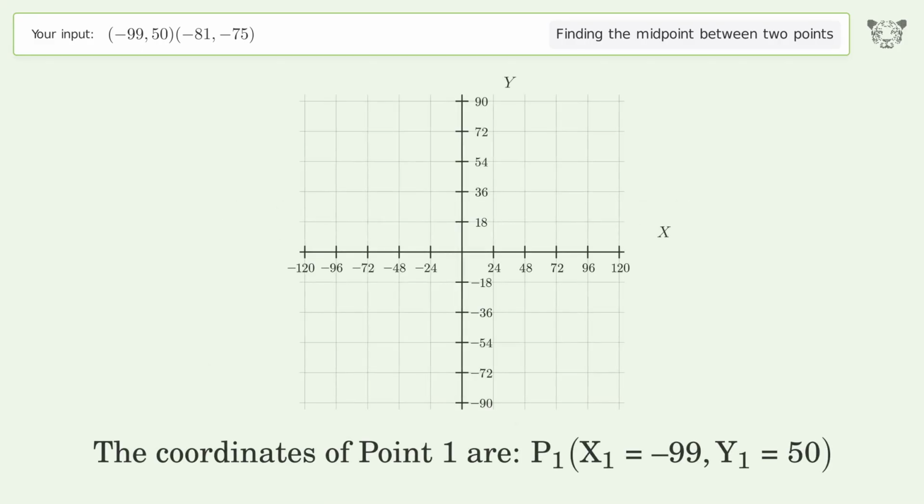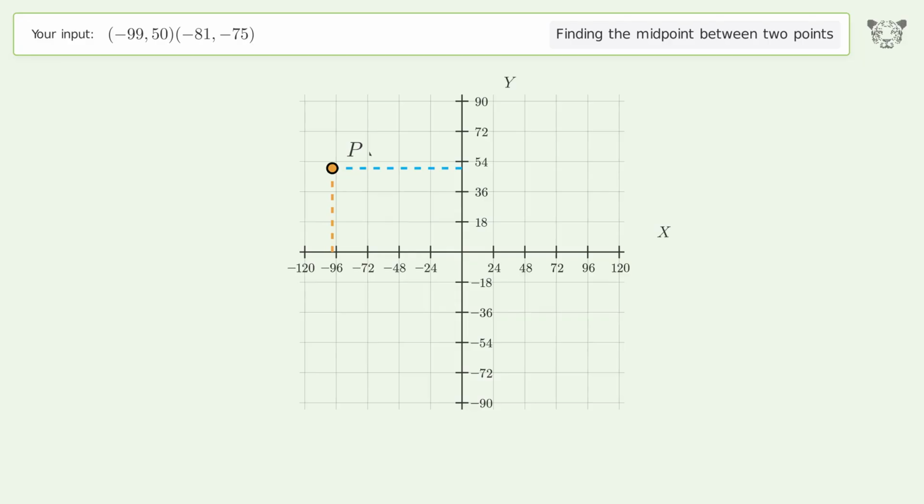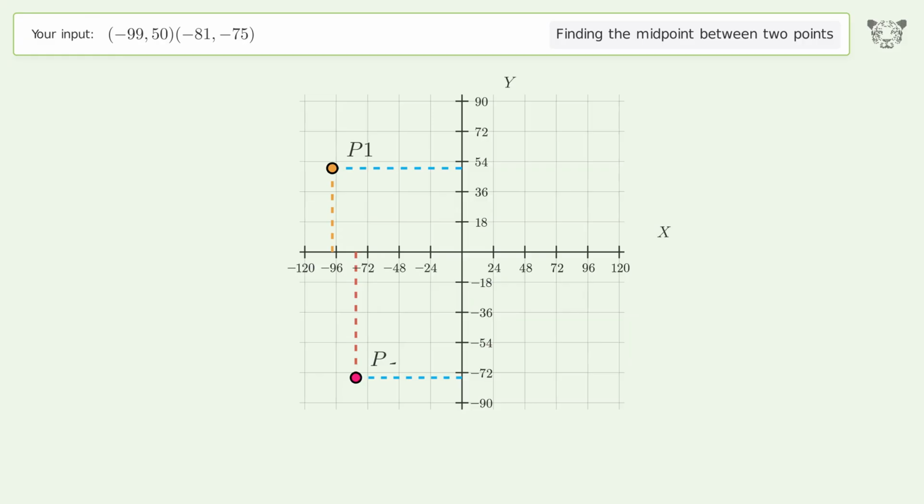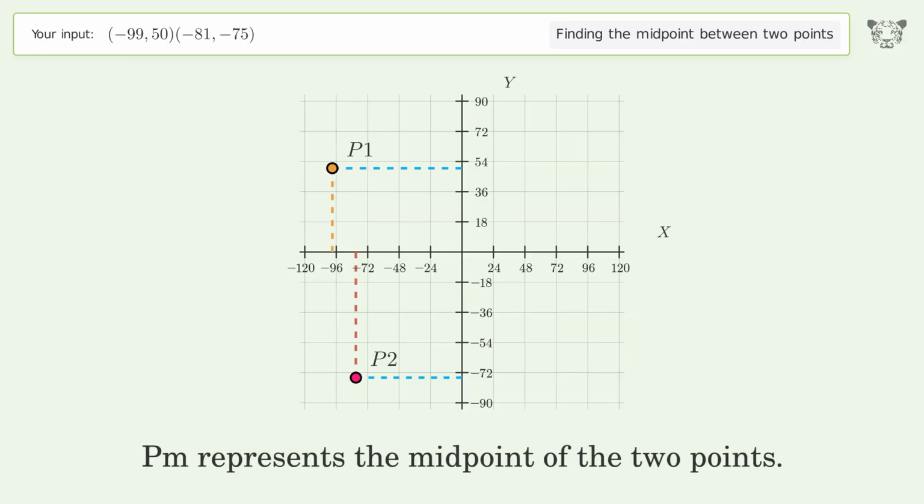The coordinates of point 1 are, x1 equals -99, y1 equals 50. The coordinates of point 2 are, x2 equals -81, y2 equals -75. PM represents the midpoint of the 2 points.